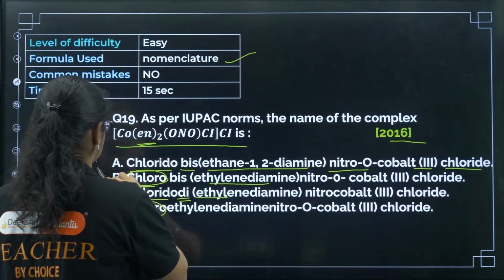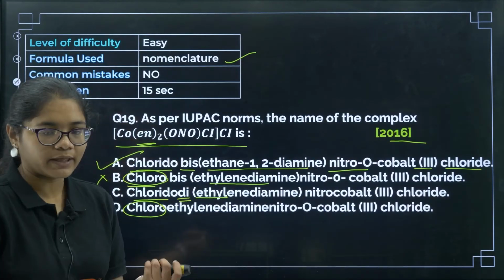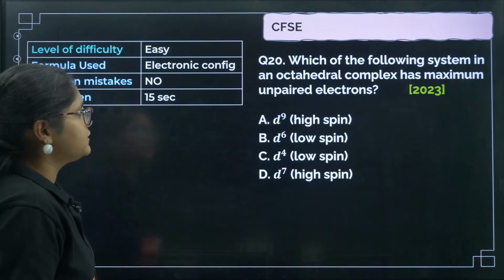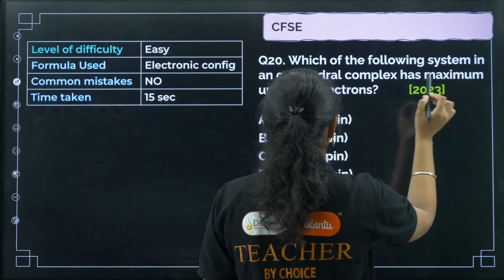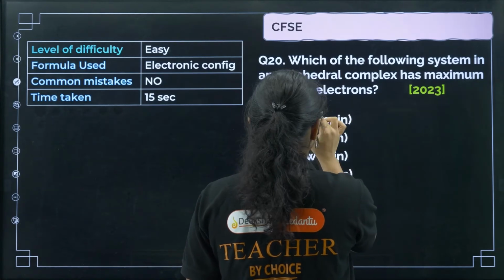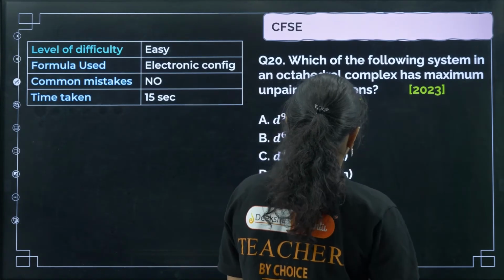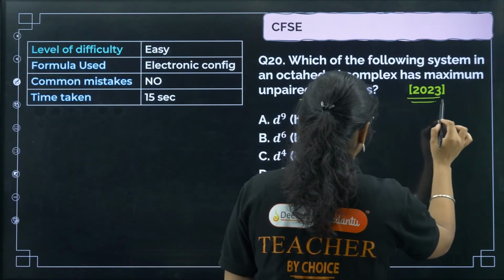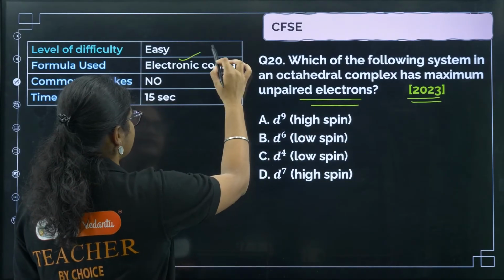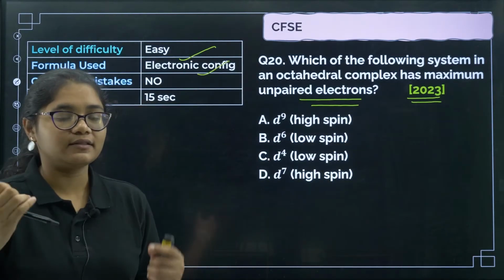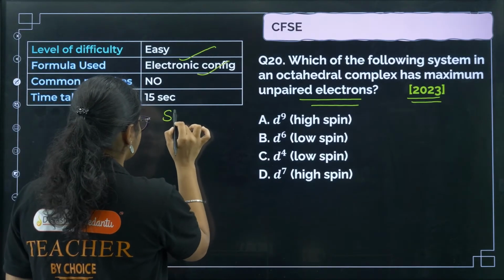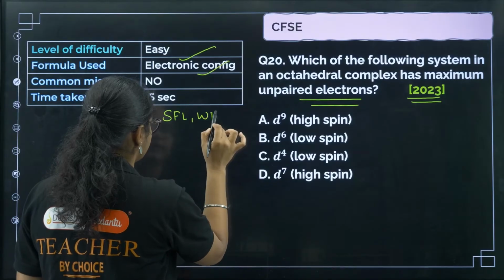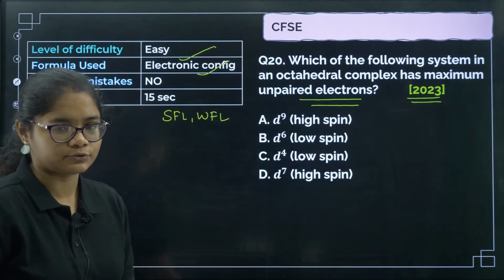Okay, so the correct answer will be option A. Fine. Next question is about CFSE splitting. Which of the following complexes in an octahedral field has the maximum number of unpaired electrons? This was asked in 2023. This question is very easy if you know how to write the electronic configuration, and you should know about strong field ligands and weak field ligands. That whole concept should be there.